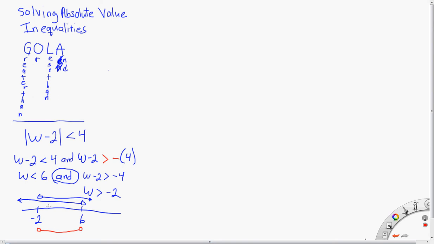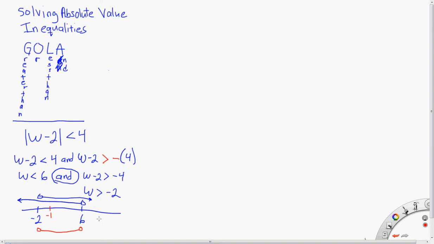So let's take a look at negative 1. Negative 1 is less than 6, and negative 1 is greater than negative 2. And if you put that into the original problem, negative 1 minus 2 is negative 3. Absolute value of negative 3 is a positive 3. Positive 3 is less than 4.